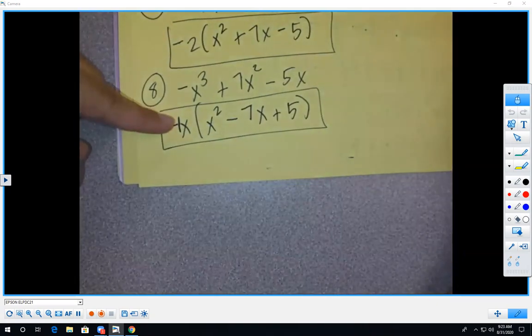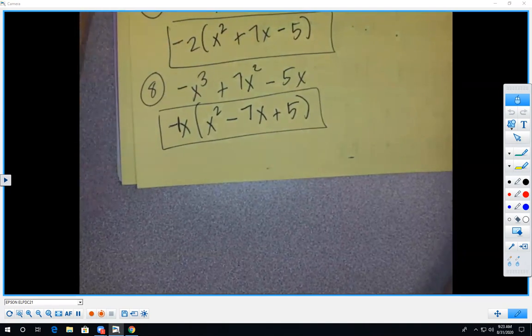And you can put the 1 there. You don't have to put the 1. It's totally up to you. It's right either way. Okay, questions about that?